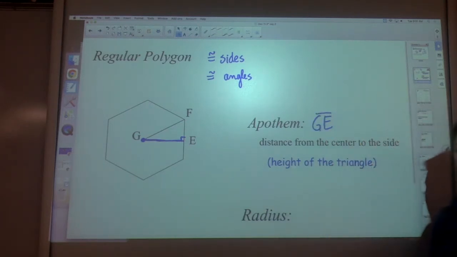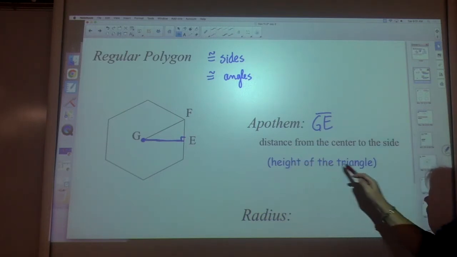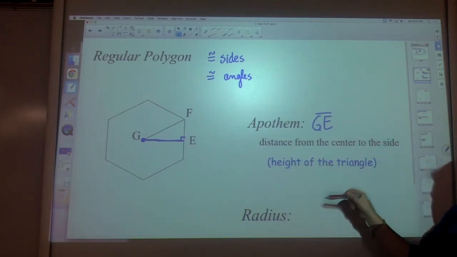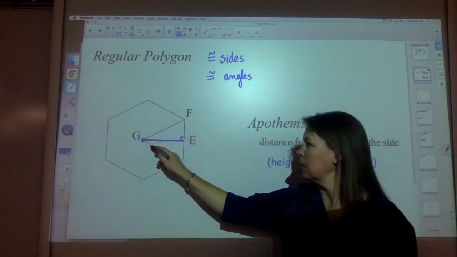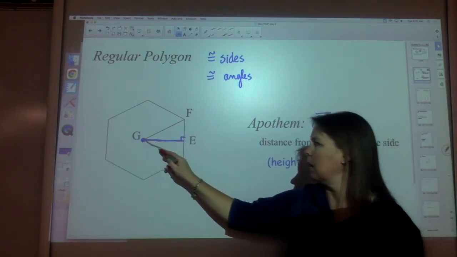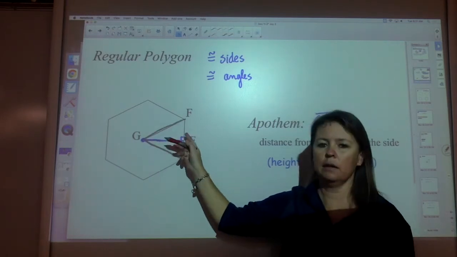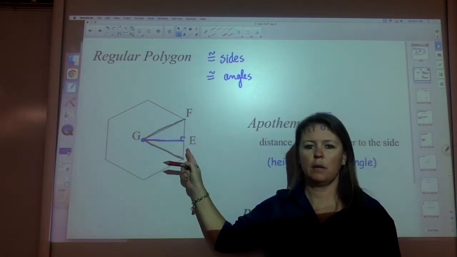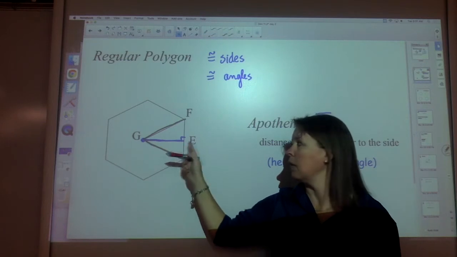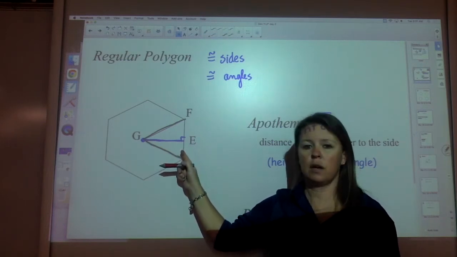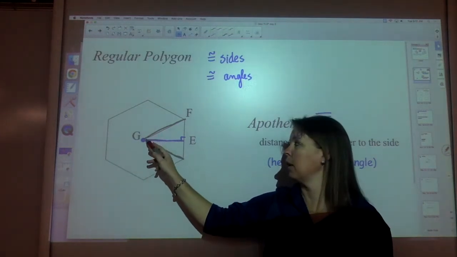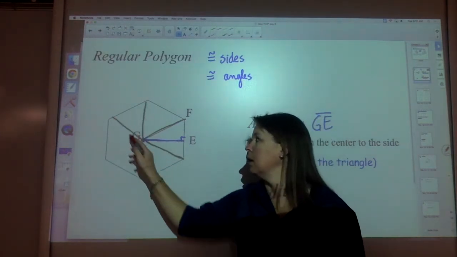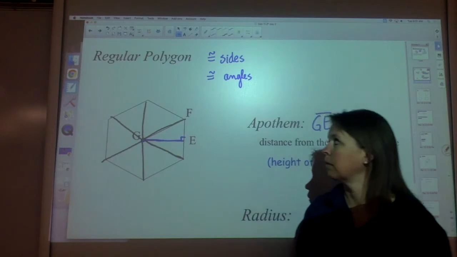Segment GE is our apothem. And it says right here, it's the height of the triangle. What triangle are they talking about? The triangle that they're talking about is this triangle right here. If we can find the area of a triangle, it's not going to be equilateral, but it's going to be a triangle. If we can find the area of this triangle, then we can find the area of any regular polygon, because every regular polygon is going to be split into the number of triangles.